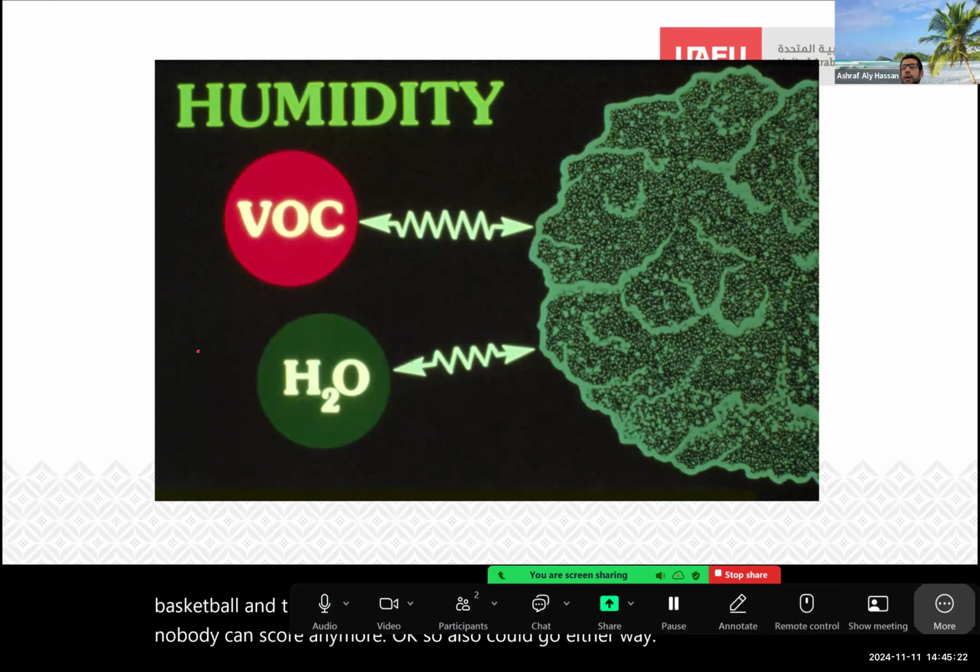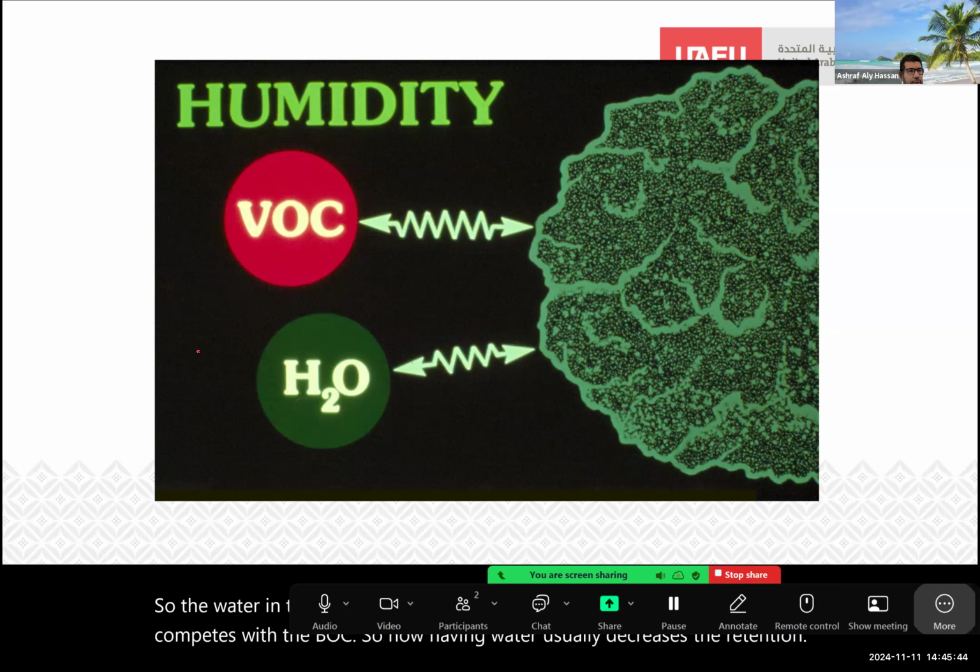Humidity. Water also attracts to the surface, similar to VOCs. So the water in the gas also competes with the VOC on the available slots. So having water usually decreases the retention, decreases the capacity, because it's a competitor.